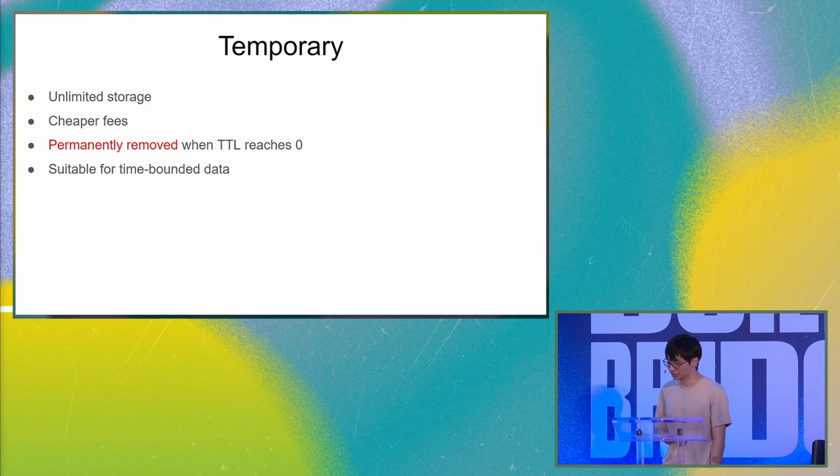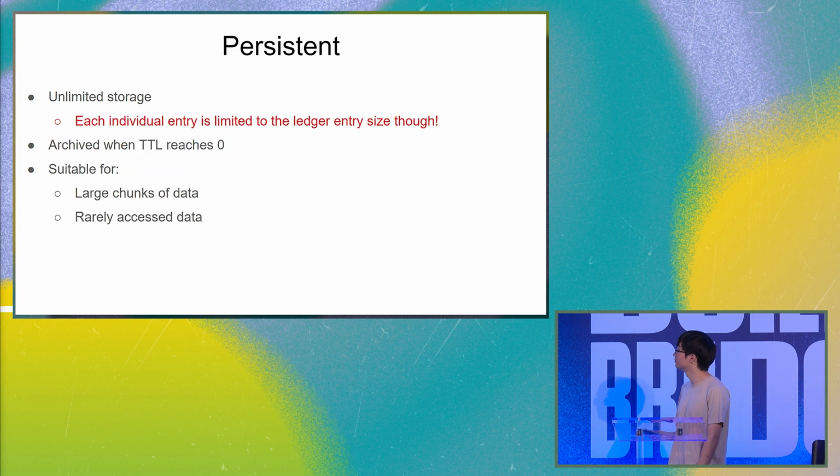Then you have temporary storage, and this is where it gets interesting. Unlike instance storage, you have arbitrary keys. But the most important part is that when the TTL reaches 0, the data gets permanently deleted. And if you're a new developer, you can already think about all the things that can go wrong here. If your TTL reaches 0 and your contract relies on that state, and it gets deleted, you might have a bug. And we'll talk through some examples of how this might be a problem.